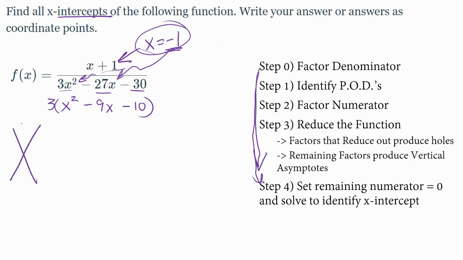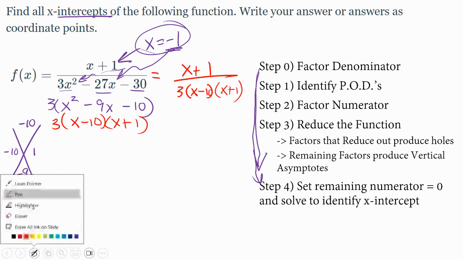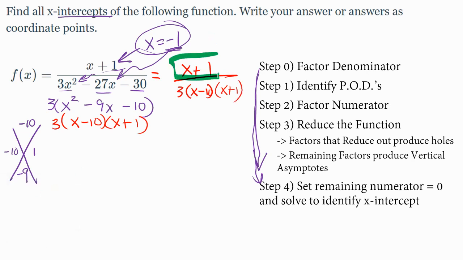And if I use the magic x here, I get a -10 on top and a -9, which means my magic numbers are -10 and +1. This denominator factors to be x minus 10 times x plus 1 with a 3 out in front. So if I rewrite this, I get x plus 1 over 3 times x minus 10 times x plus 1. And right away, I can see that this binomial x plus 1 on the top and this x plus 1 on the bottom are the same thing. Anything divided by itself is 1.